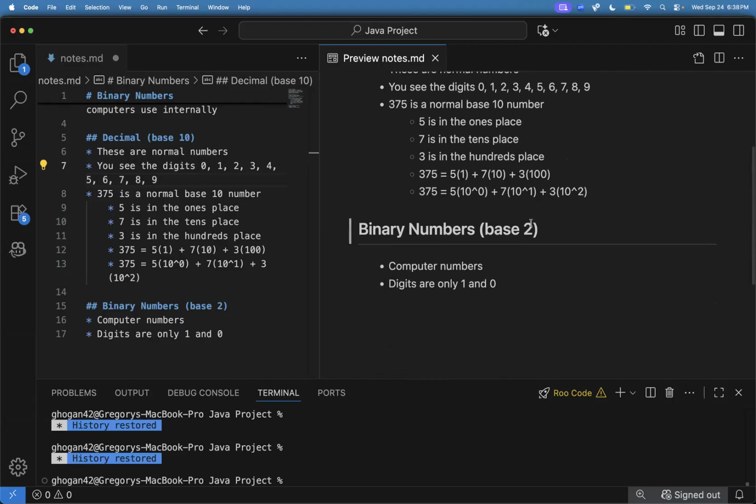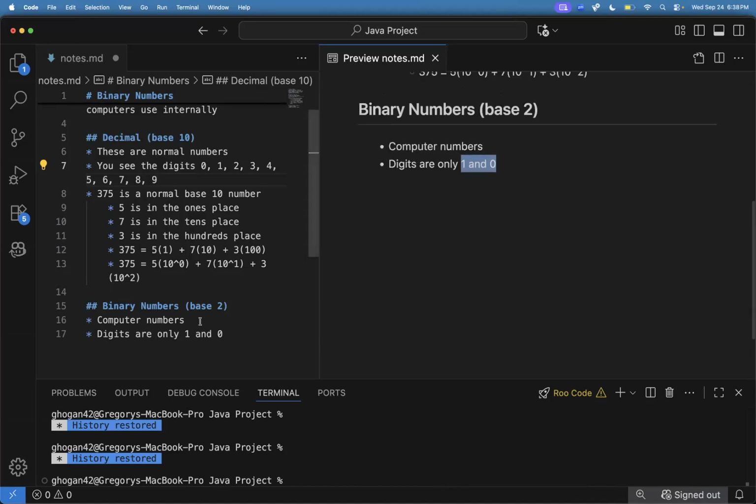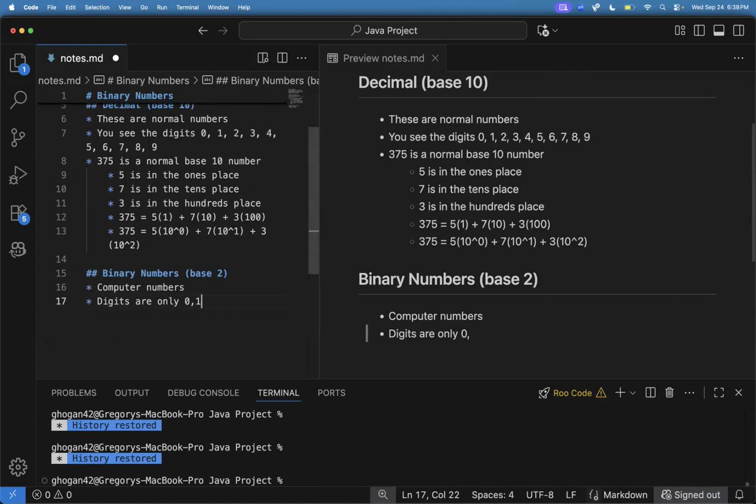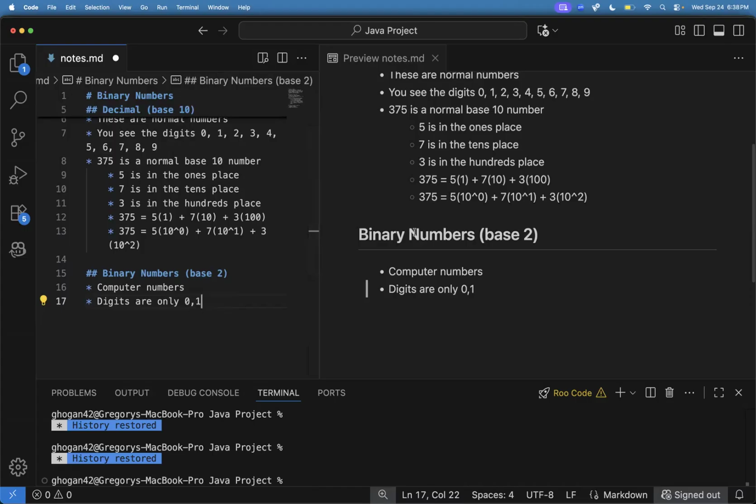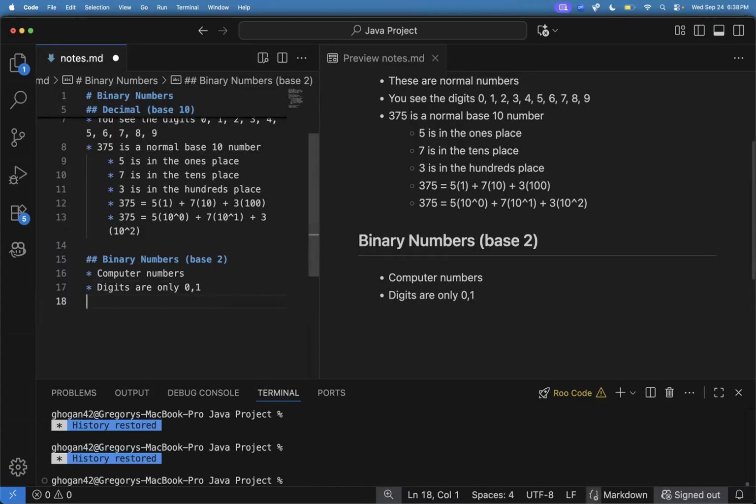Now, the fact that base 2 is what we're looking at now, binary base 2, we're going to have two digits involved, just 0 and 1, right? So only 0 and 1 rather than 0, 1, 2, 3, 4, etc. Okay, so binary numbers, the computer numbers, digits are only 0 and 1.